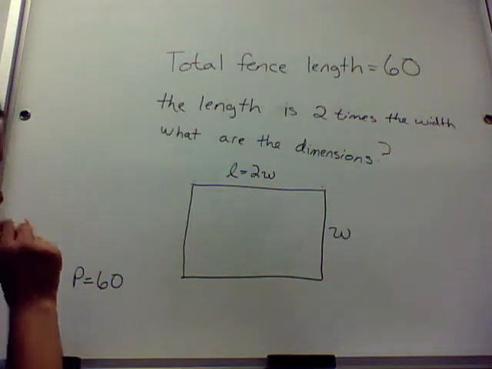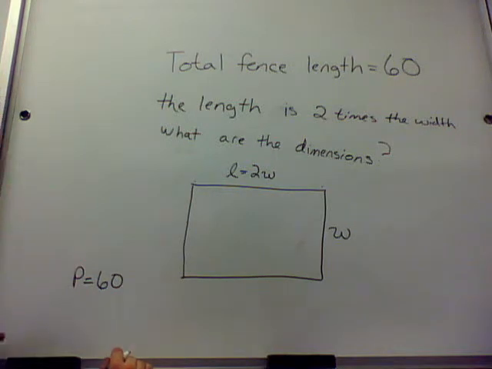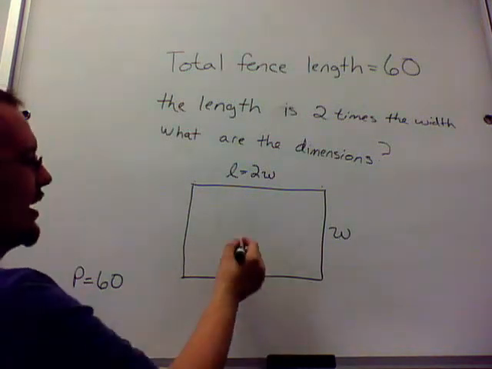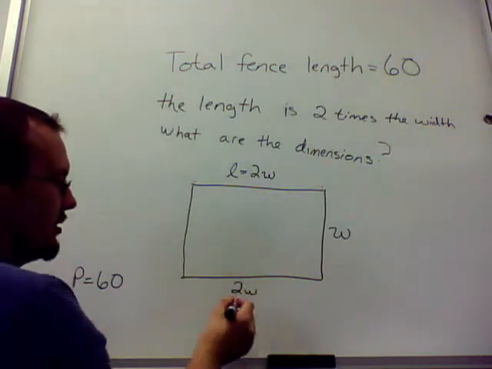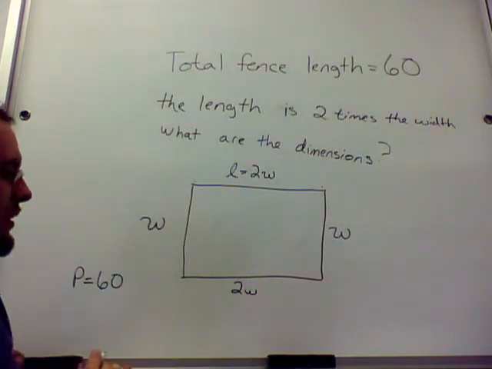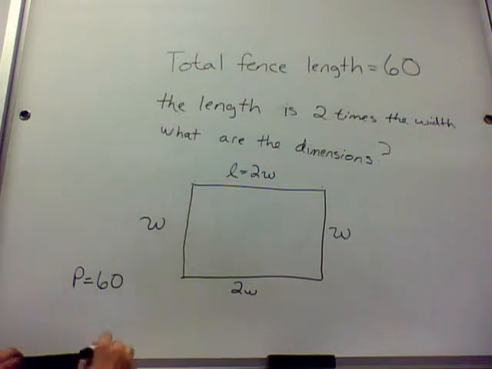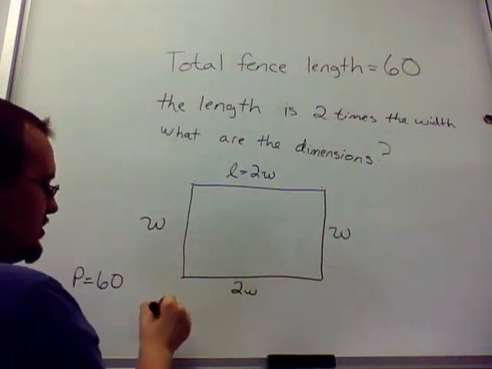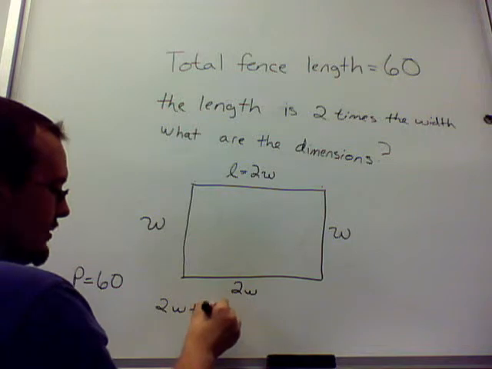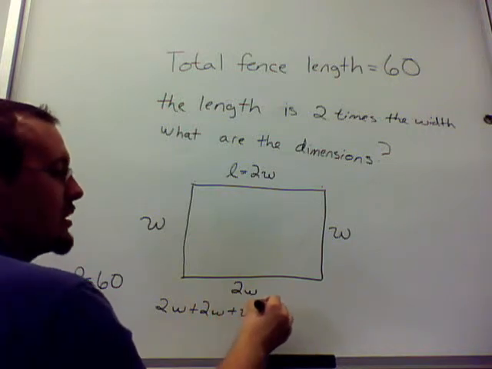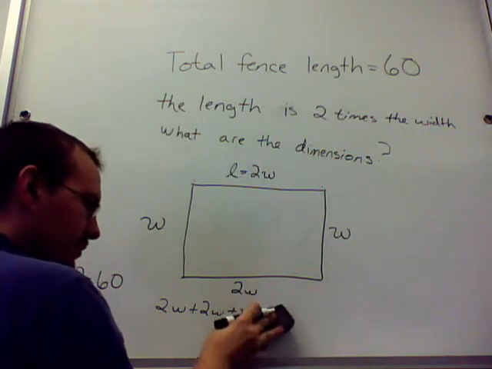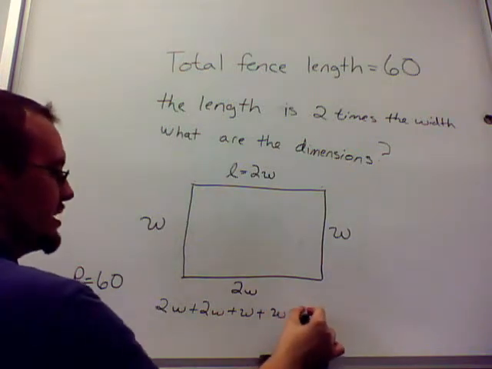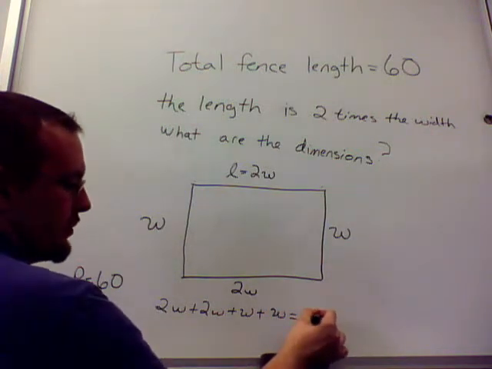So what do we know about this stuff up here in the perimeter? Well, we know the perimeter is 60. And we know that it's a rectangle, so we have 2w over here, 2w down there, and just the width right here. So the perimeter actually is just this plus that plus that plus that. So we have 2w plus 2w plus w plus w equals 60. Because that's what we said the perimeter was to begin with.